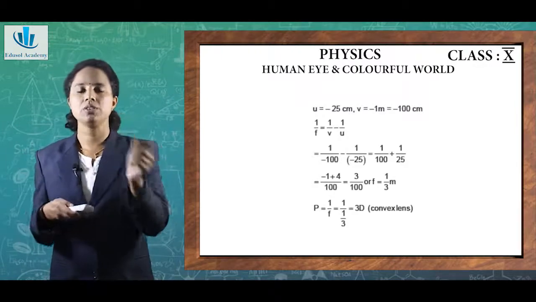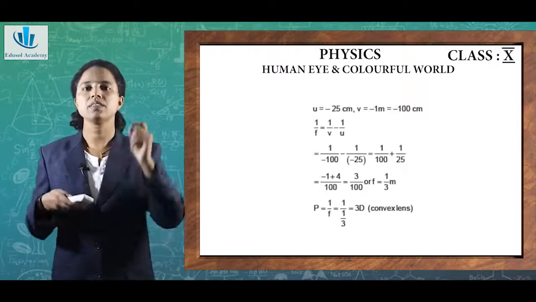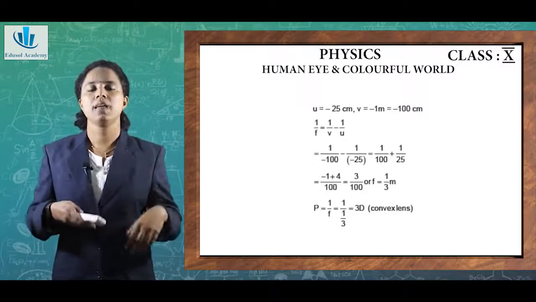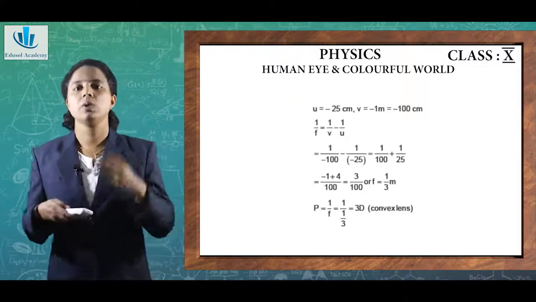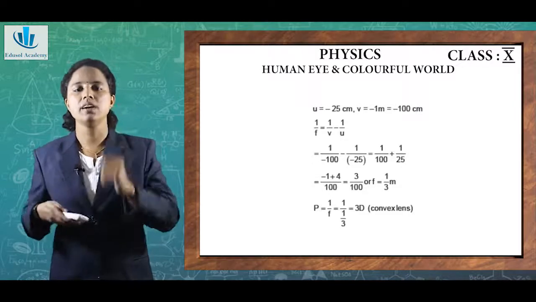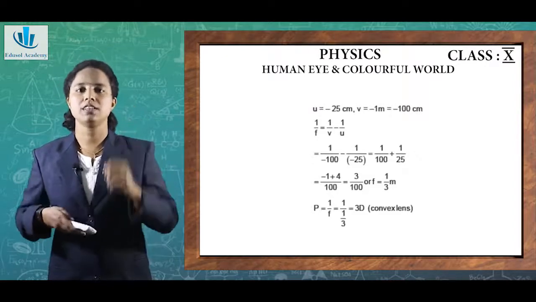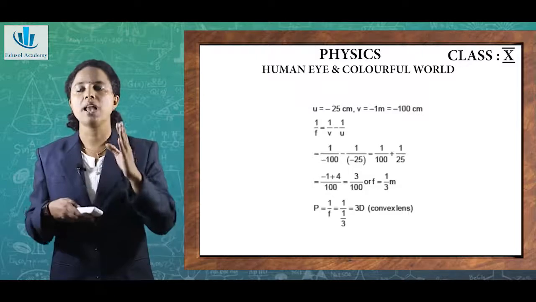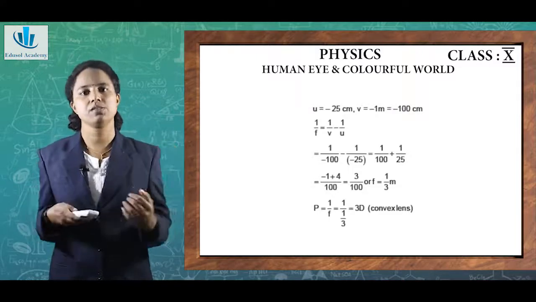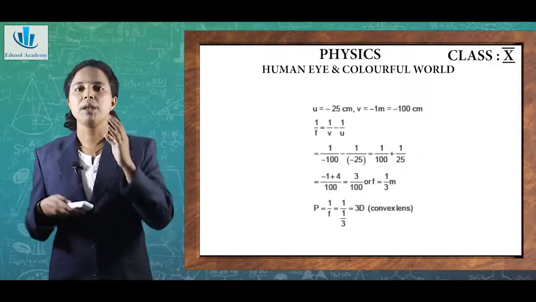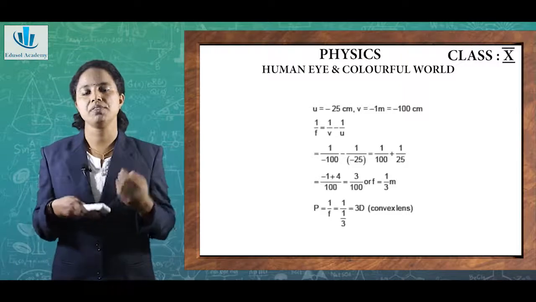So, now we need to take the LCM of 100 and 25 and you will get it as 100 in the denominator, and to make it same in the numerator section, we need to multiply it by 1, and for the 1 by 25 we multiply it by 4 in the numerator. So, you will get 1 by f equals minus 1 plus 4 by 100, which gives you 3 by 100. So, 1 by f gives you 3 by 100. So, what will be f in that case?